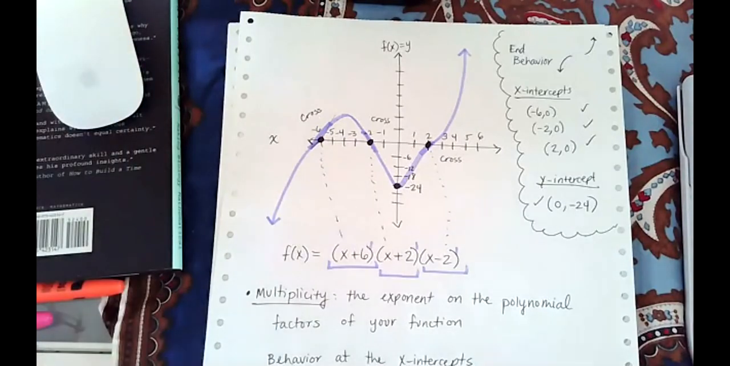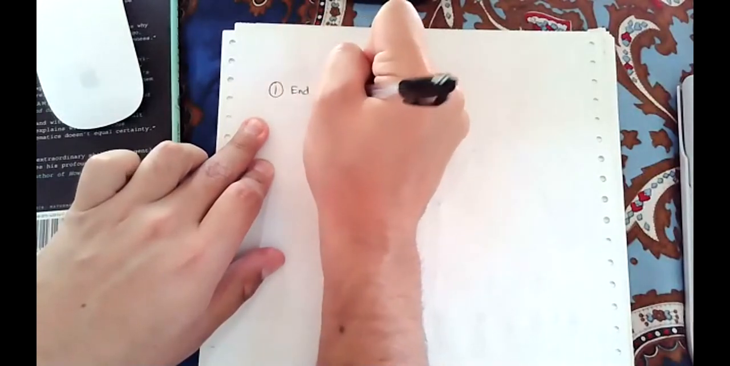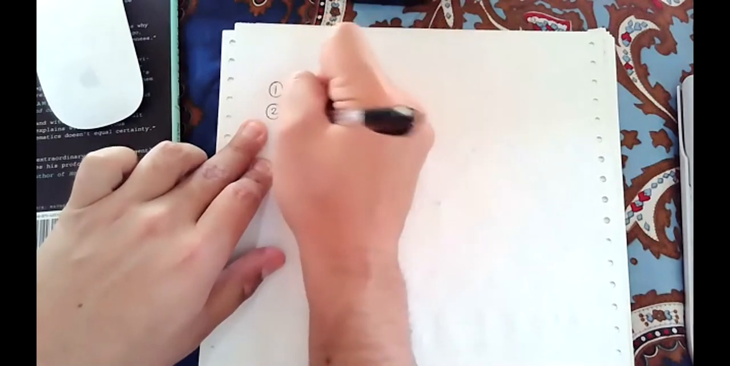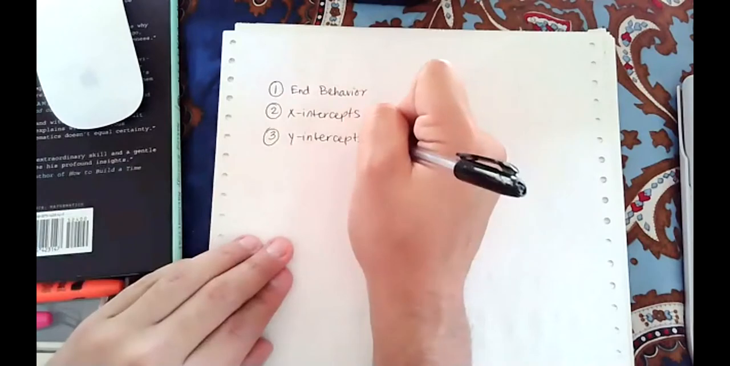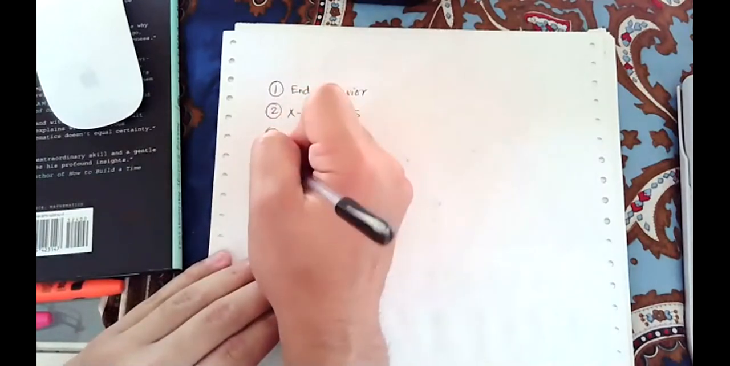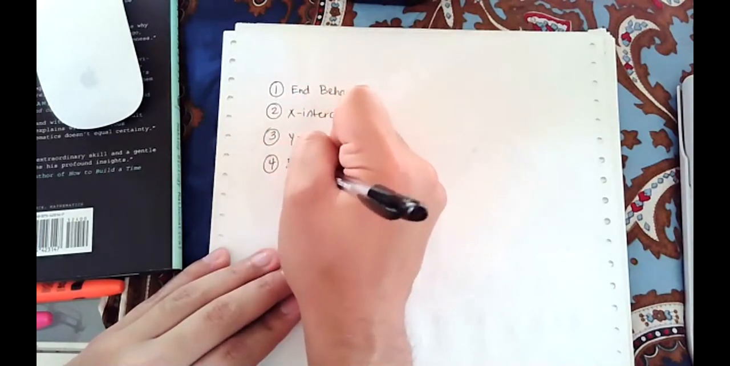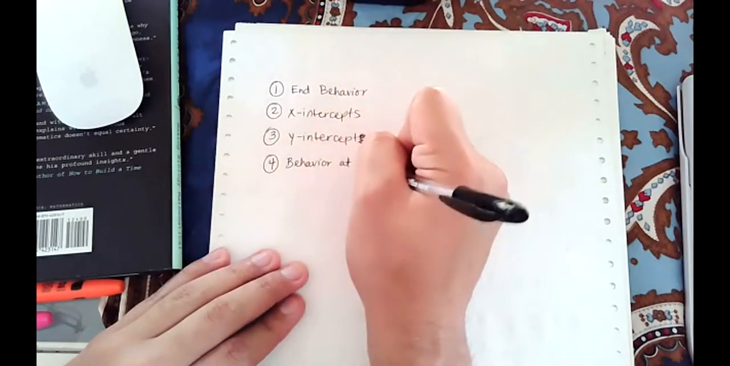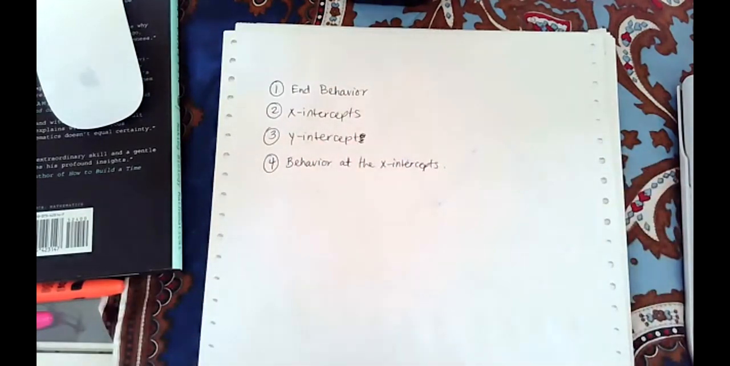So even though that was like a long-winded presentation of what we're doing, what we're doing is what? We're finding the end behavior. We're finding the x-intercepts, the y-intercept. Well, actually, there's only one y-intercept. And then we're looking at the behavior at the x-intercepts. So these are the four things that we need to be able to look for when we're graphing or making a sketch of these functions.